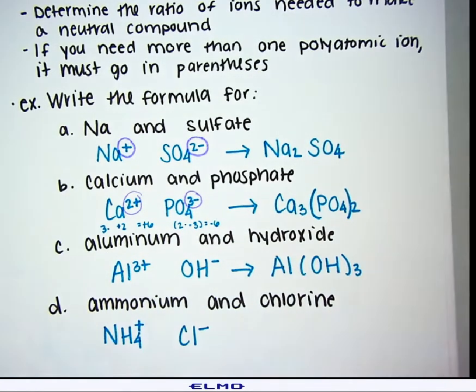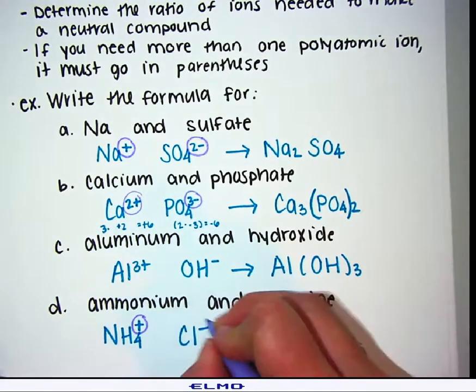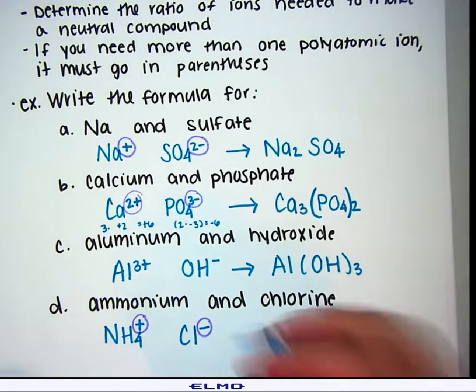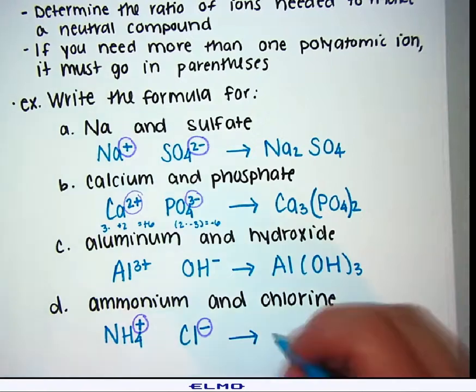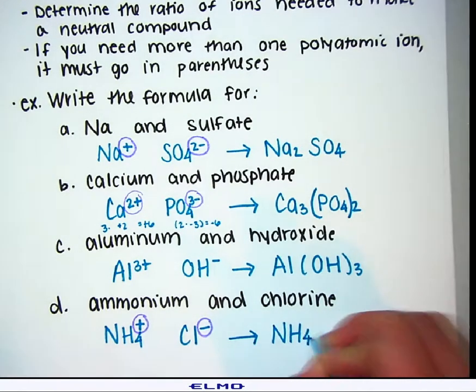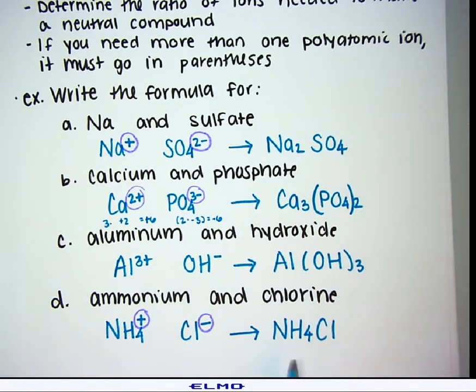So again, we want to look at our charges and figure out the ratio needed to make a neutral compound. Well, ammonium is +1, chlorine is -1. +1 -1 is a net charge of 0. So my formula would be NH4Cl. Again, keep the polyatomic ion together like a unit.